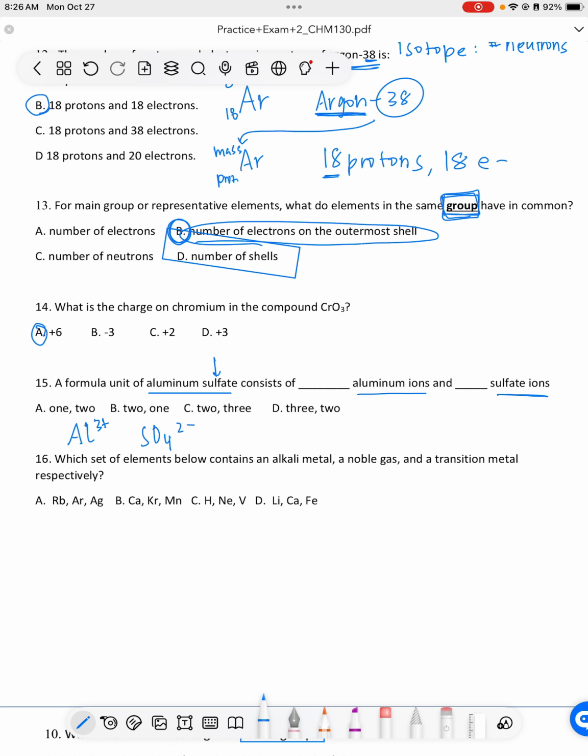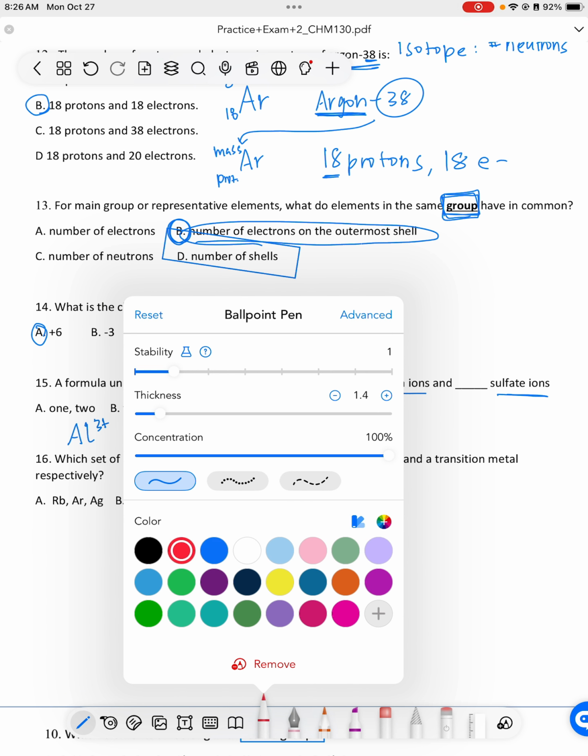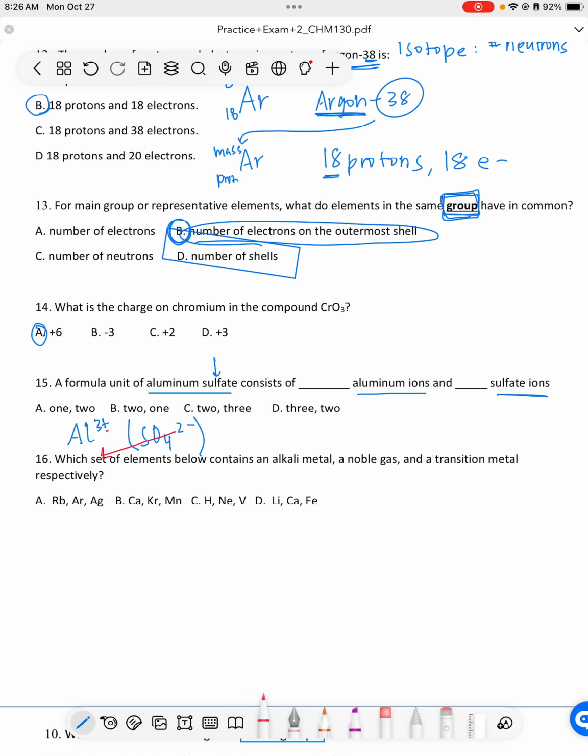So if we take our charges, remember, and we just pull them down, we do this, and we do this, and we get aluminum 2 sulfate 3. So it wants to know how many aluminums we have and how many sulfates we have. So we have 2 aluminums and we have 3 sulfates. So that would be C.